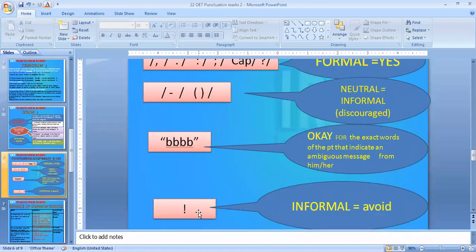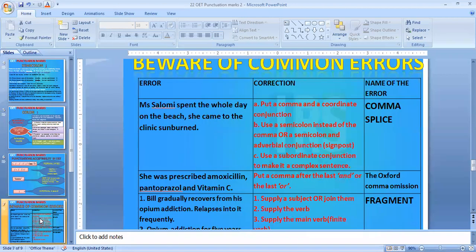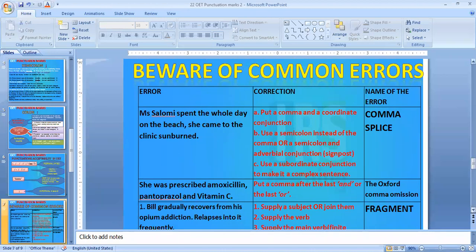Okay, what's the next one? Exclamation mark is informal and so avoid. Yeah, okay, now let's see. These are the errors when we write letters. Beware of common errors. Number one, error is there. You find out the error.